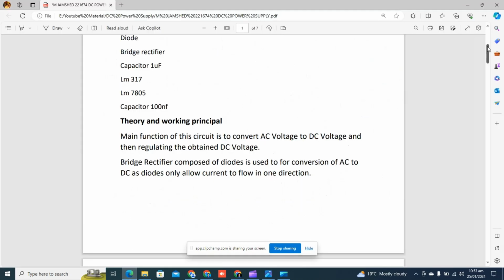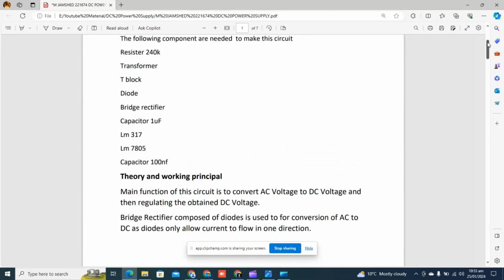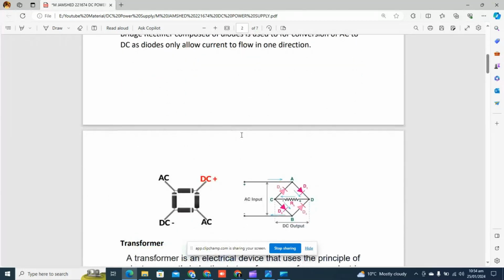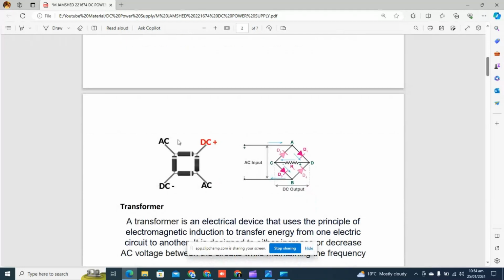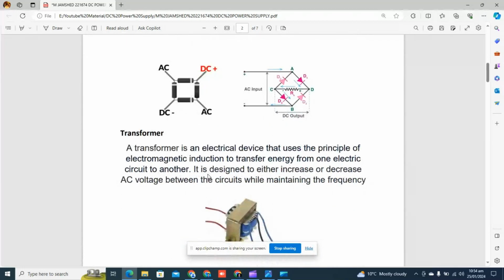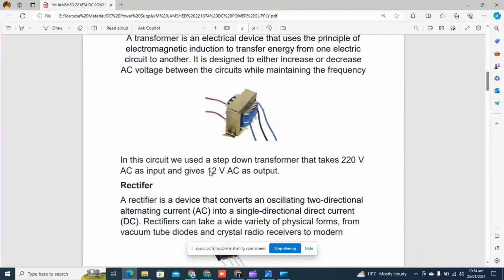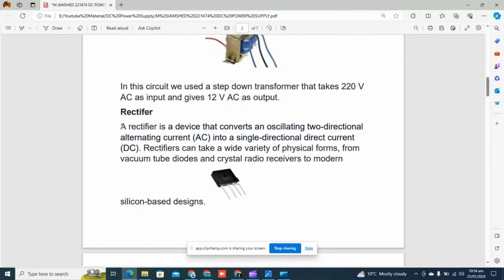To make the PCB for this circuit, the following components are required. The main function of this circuit is to convert AC voltage to DC voltage and then regulate both obtained DC voltages. The bridge rectifier is used here to convert the AC signal to DC signals. A transformer is first placed in front of the 220 volts AC input, which steps down 220 volts AC to 12 volts AC. And then the main component of our design is the rectifier.